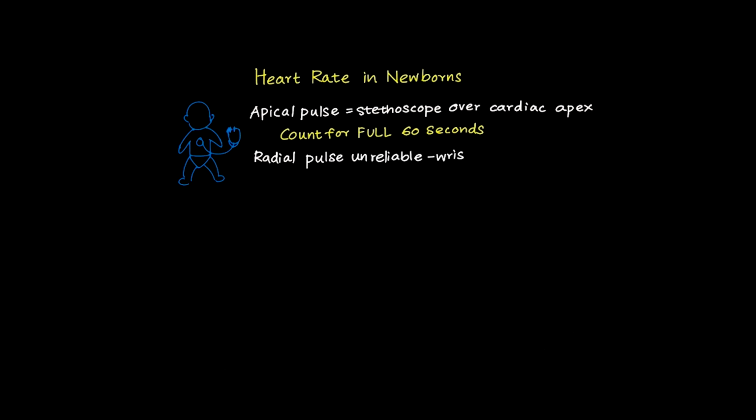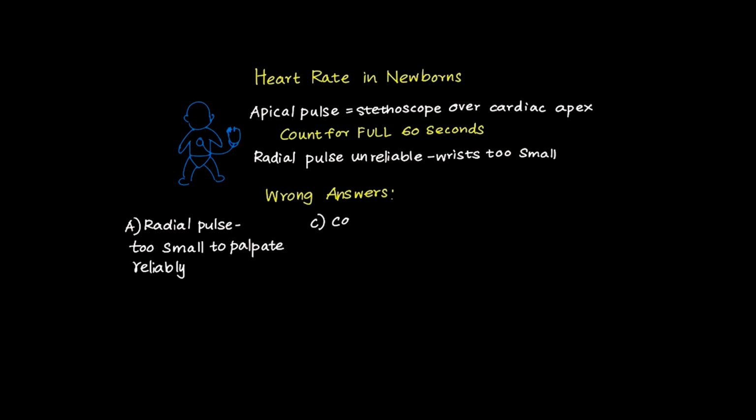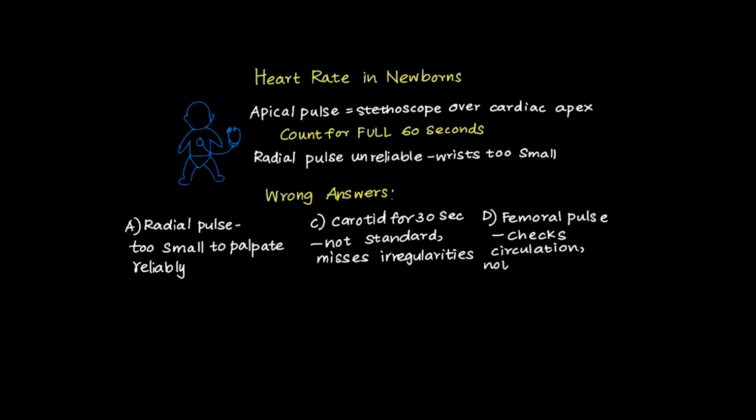60 seconds gives you the most accurate count. The carotid pulse isn't standard for newborns either, and counting for only 30 seconds could miss irregularities. The femoral pulse can assess circulation to the lower extremities, but it's not the go-to method for routine heart rate measurement in this population. Here's a WGU D443 OA exam tip for you.